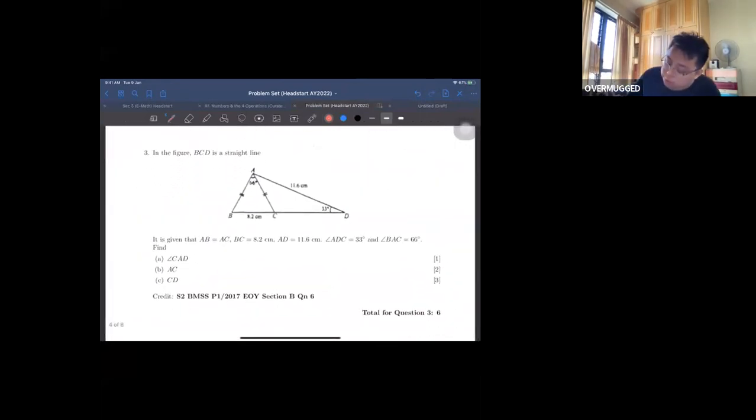Okay, same thing. This is from Bukit Merah Secondary School. So this is where the question is from. In the figure, BCD is a straight line. It is given that AB equals AC, BC equals 8.2, AD equals 11.6, angle ADC equals 33, angle BAC equals 66. And you need to find all of these things.